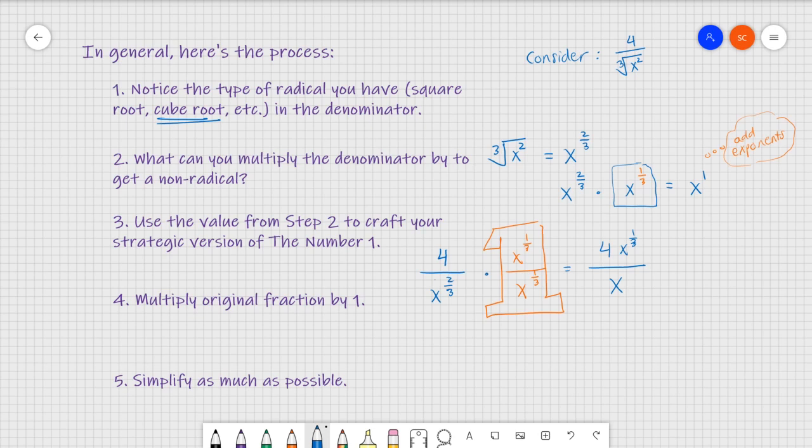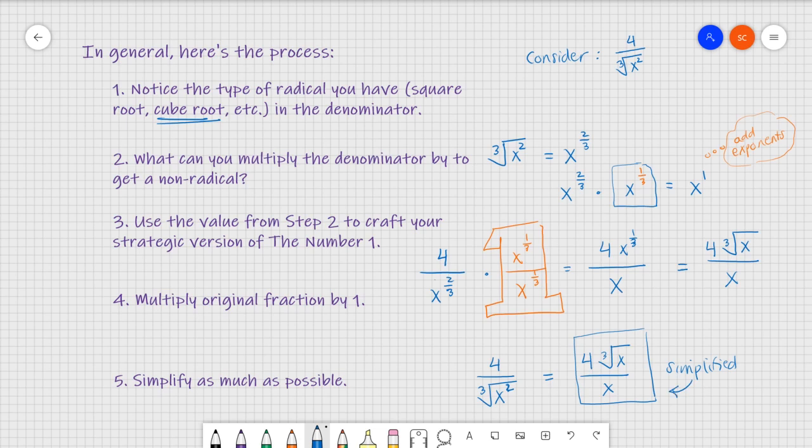Now I'm going to simplify. So as I clean this up, there's nothing for me to simplify. I'm just going to rewrite so that I don't have fractional exponents anymore. So I'm going to say 4 times the cube root of x all over x. So in the end, I can say that that original fraction, 4 over the cube root of x squared, this one that was my answer but not simplified, can now be simplified and written as 4 times the cube root of x all over x. So this new fraction is my simplified version.